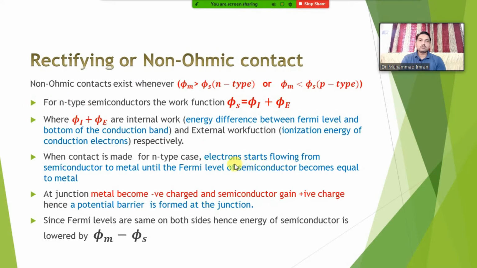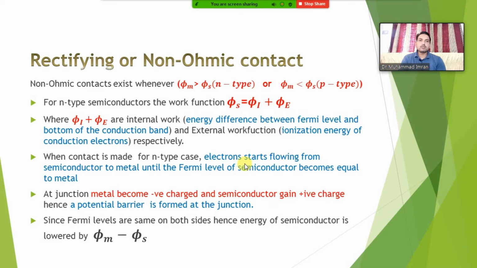So when contact is made, the work function of the metal is greater than the work function of the semiconductor. It means that the Fermi level of the n-type semiconductor is higher than the Fermi level of the metal. So electrons on the n-type semiconductor side have higher energy than electrons inside the metal. When contact is made, electrons start flowing from the n-type semiconductor towards the metal, and this process continues until the Fermi levels of the metal and semiconductor become equal.